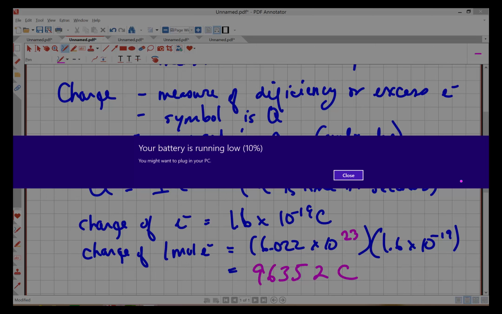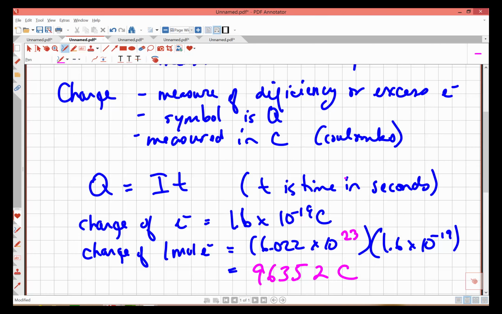Okay, I have it plugged in. Why is it saying that? It is plugged in, is it not?